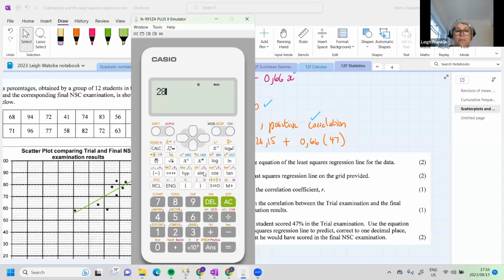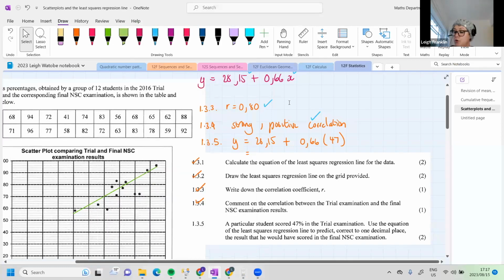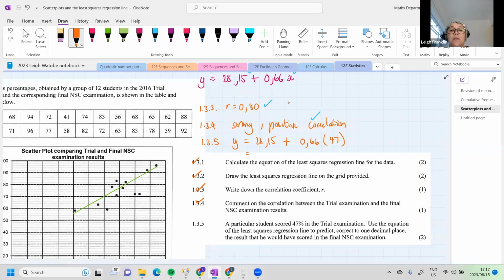28.15 plus 0.66. And then here we're going to put in 47 and press equals. And then we can press our SD button. Okay, so it would be 59.17. So that would be 59.2. Okay, so 59.2%.